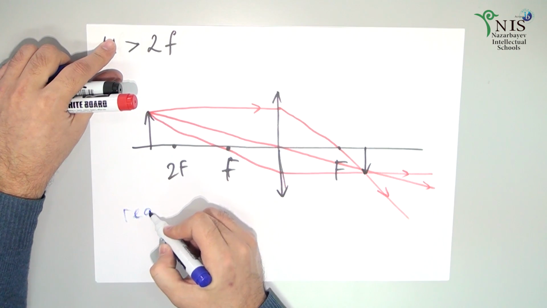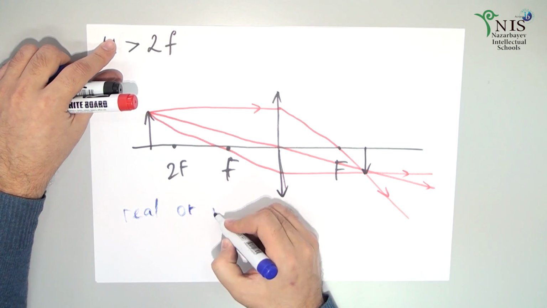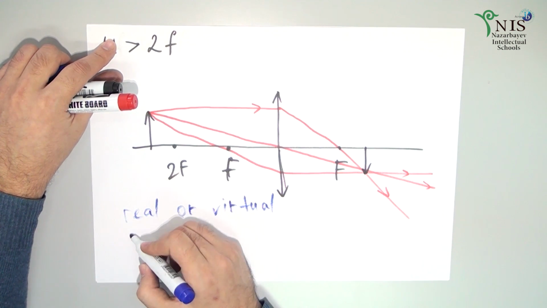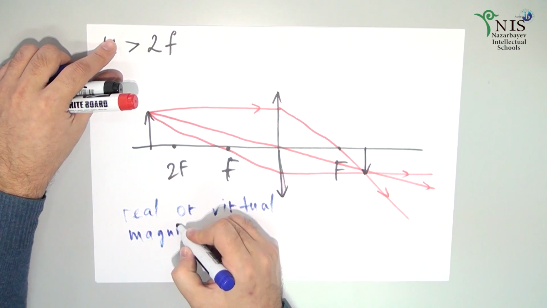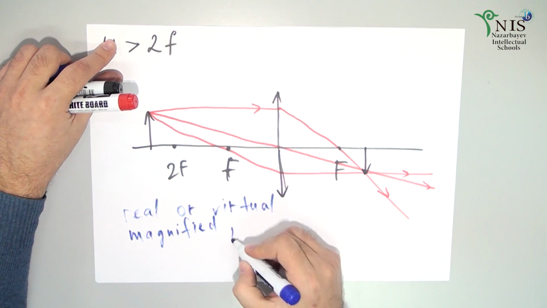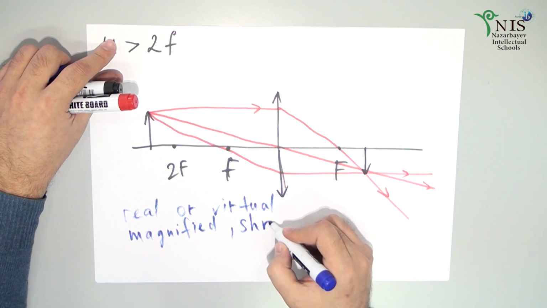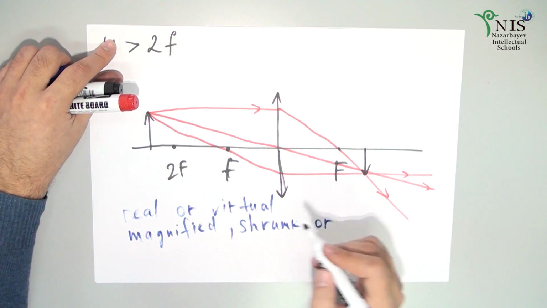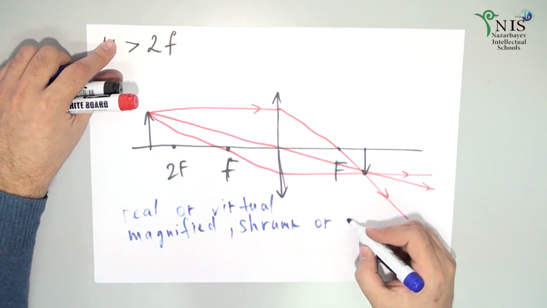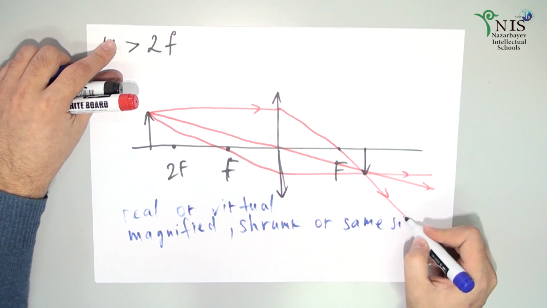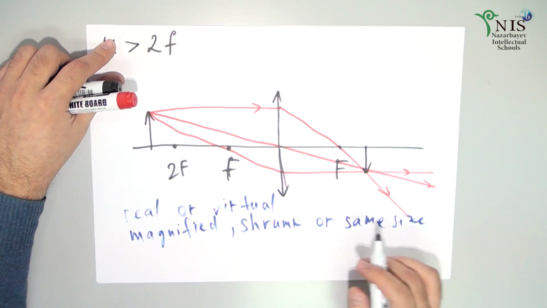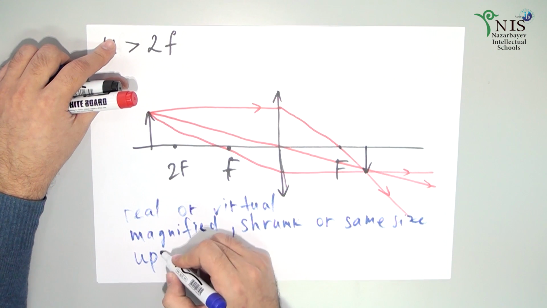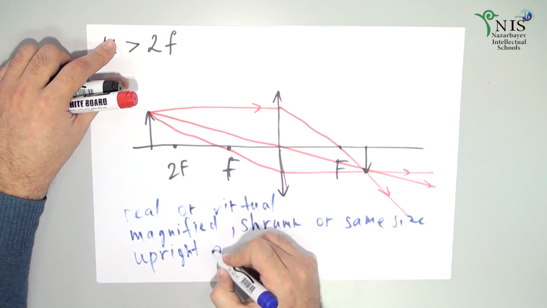Image can be real or virtual. Image can be magnified, shrunk, or diminished, or shrunk and diminished, they are just synonymous, or same size. Image can be also upright or inverted.